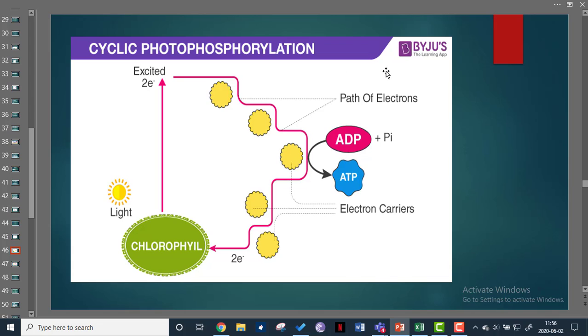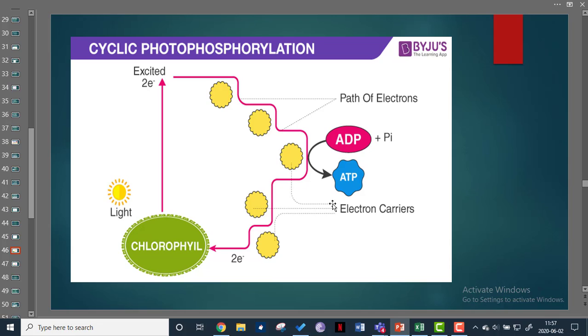Now, in the next diagram, I'm showing how cyclic photophosphorylation occurs. This is almost the same thing that we saw there, but only a change of the diagram. When the light falls on the chlorophyll molecules, they get excited to higher energy levels. Once excited, they start losing the energy as they pass from one electron carrier to another through the electron transport chain. Once they lose that energy, it is used to drive the synthesis of ATP from ADP and inorganic phosphate.